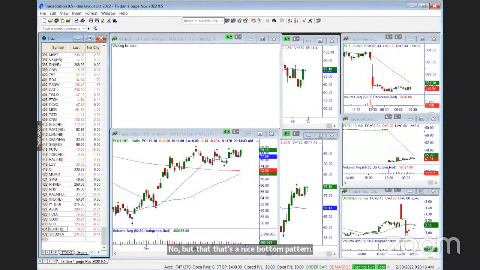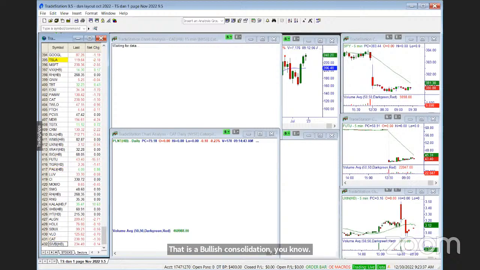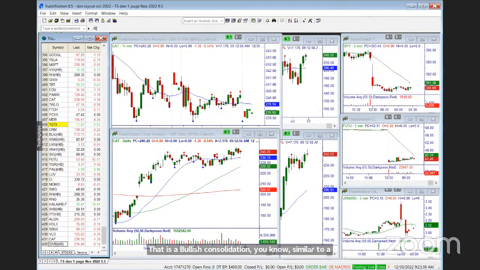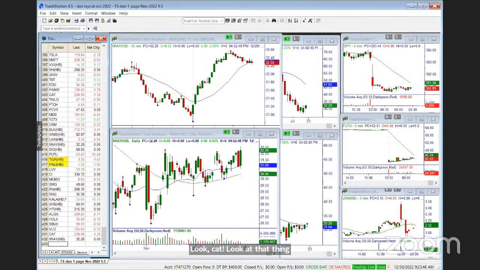The only reason I was looking at Planet Fitness is they were on CNBC saying that they are sponsoring the ball drop in New York. So I pulled it up and well, wow, that is a bullish consolidation. Similar to a cat. Look, cat. Look at that thing. Look at there's a number of them. Look at X-ray, sloppier, but 180 reversal, breakout weekly. That's on my list.